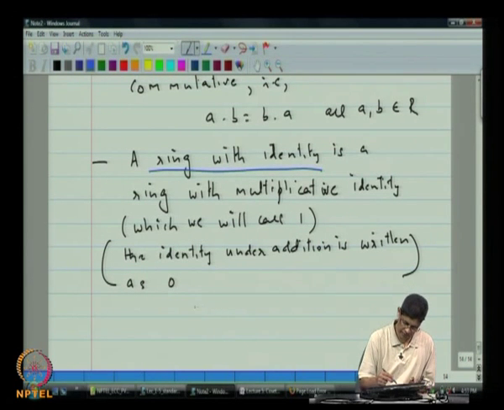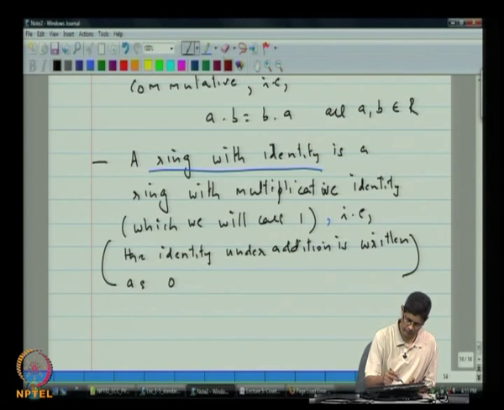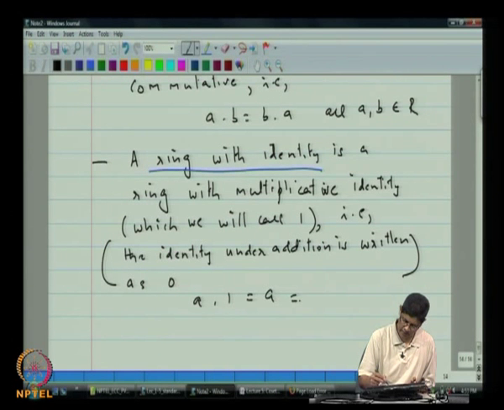So what this actually means is that, let's write this as the identity: A times 1 is A, which is equal to 1 times A.